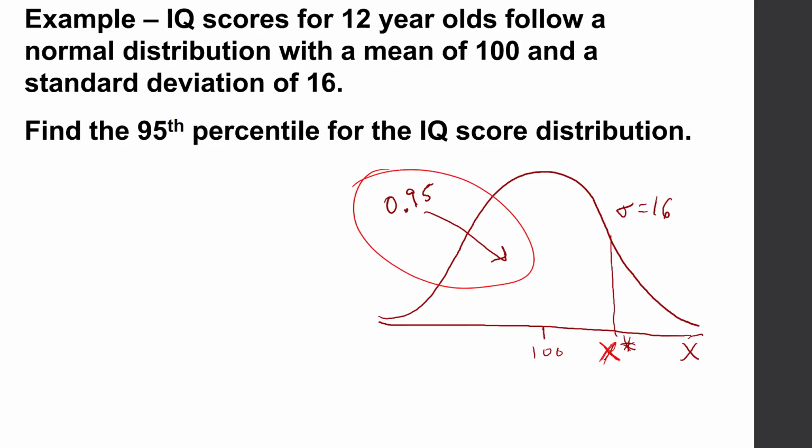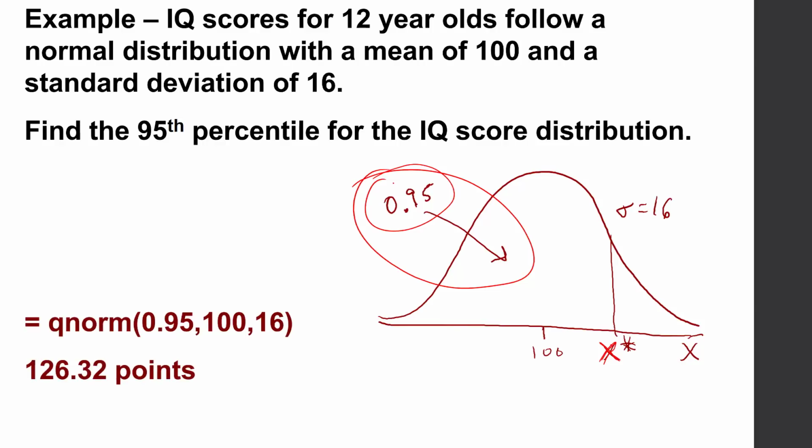Well, to get percentiles, we can use our Q function in R. So we're going to use Q norm with our area to the left, which is 0.95, comma the mean of 100, comma the standard deviation of 16, and it will give us 126.32. Don't forget to put your units on percentiles because these are values in the distribution. So the P functions take a value and give you the area to the left, and the Q functions take the area to the left and return the value.